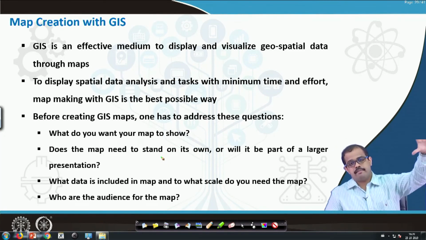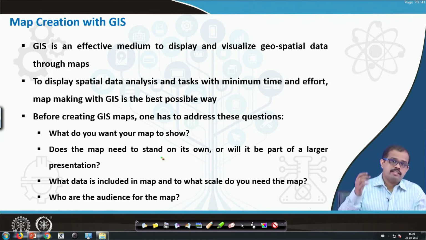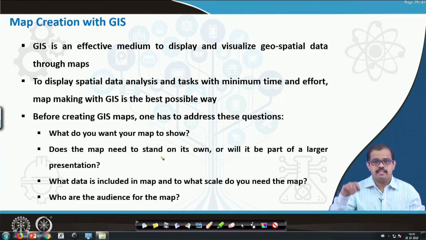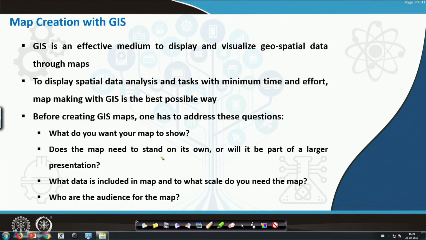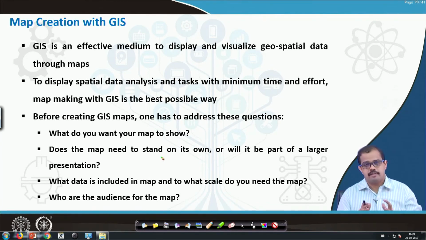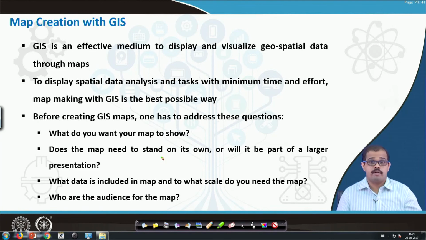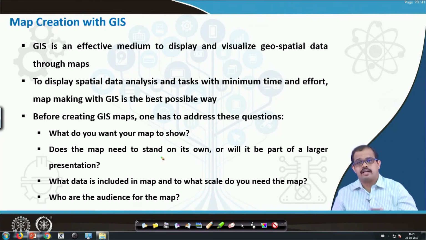So as I have represented India with Hyderabad, it is a part of a map, or is it only the map that is actually represented? What data is included in the map, and what is the scale that you need? Without that you will not be able to really represent a particular map. What is the representation of a particular map? And most importantly, who is the audience of your map? Not every audience will need every kind of map, but what are you actually targeting?